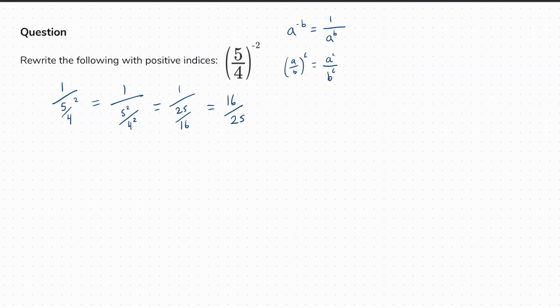But if I don't know that, how do I get there? Well, I look at it this way. What does the fraction mean? Well, it means divide by. So 1 divided by 25 over 16.